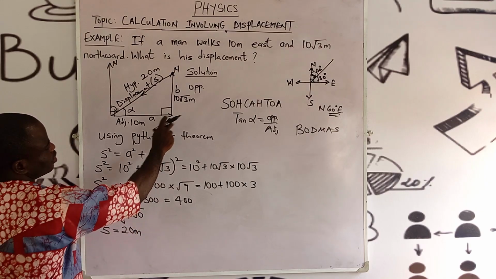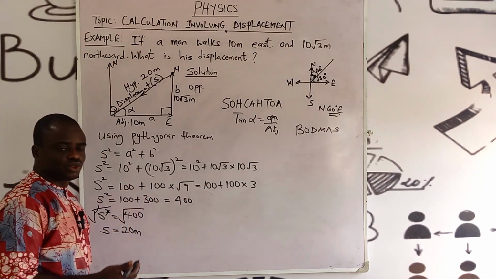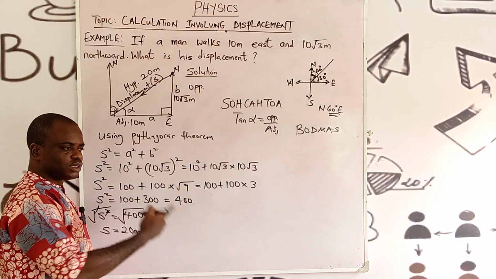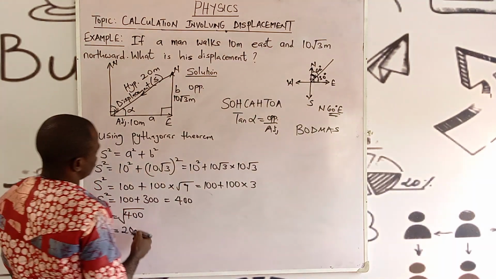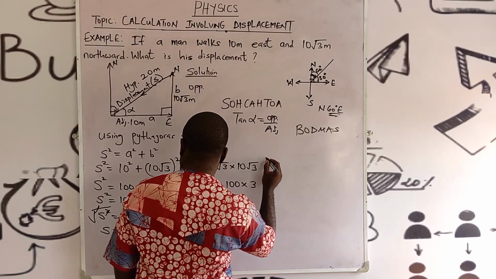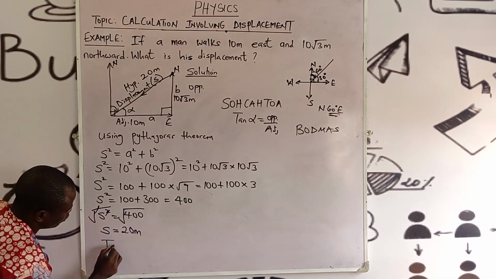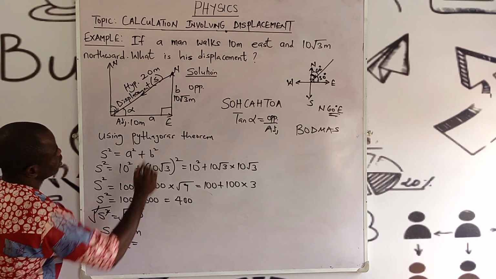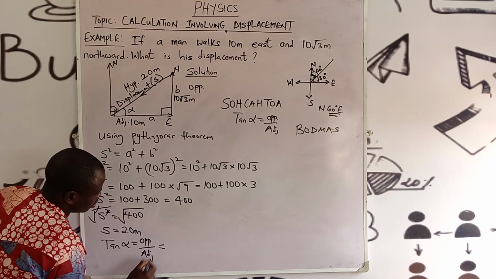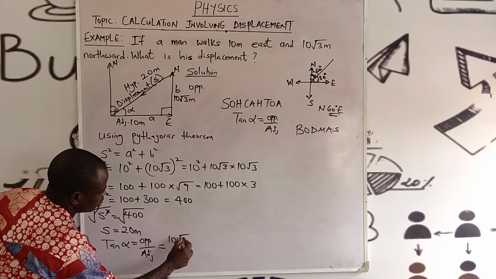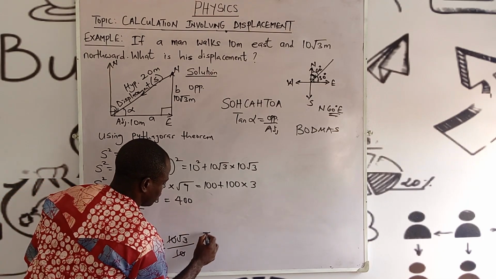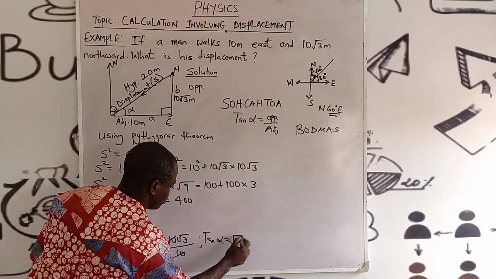Now let's look for the direction, because displacement goes with direction. This is your displacement, but it has to go with direction because it's a vector quantity. Distance moved in a specified direction. Okay, now let's get our tan alpha. Tan alpha equals opposite over adjacent, which is 10 root 3 over 10. The 10 cancels 10. Tan alpha equals root 3.